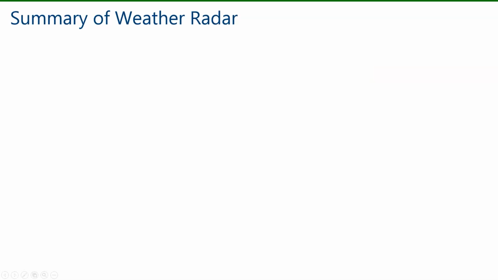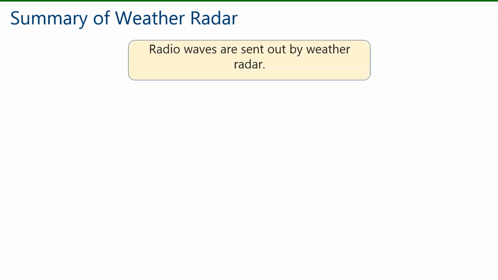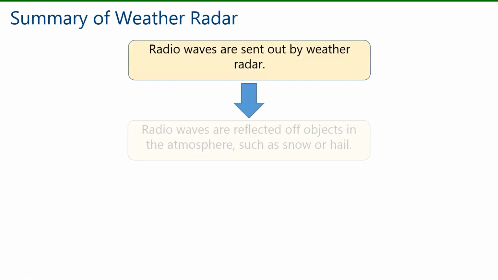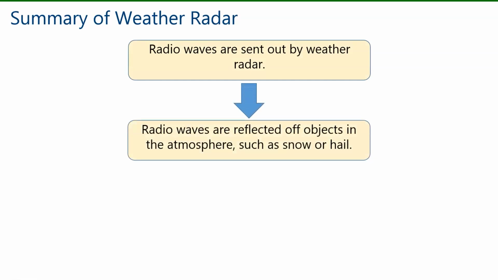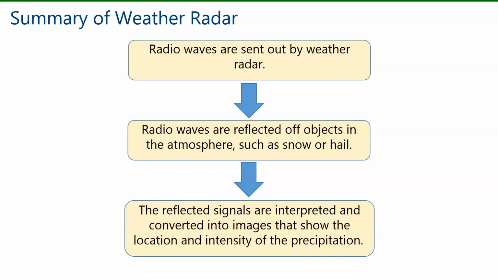Let's look at a flowchart summarizing weather radar. Radio waves are sent out by weather radar. Radio waves are then reflected off objects in the atmosphere, such as snow or hail. And the reflected signals are interpreted and converted into images that show the location and intensity of the precipitation.